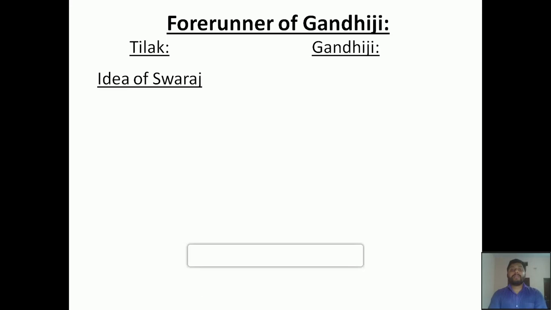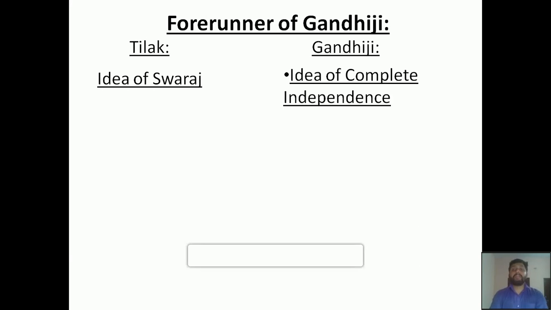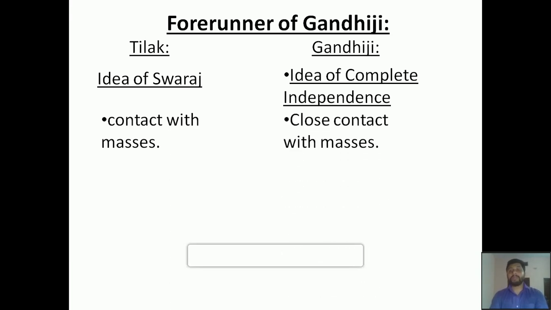Bal Gangadhar Tilak upheld the idea of Swaraj, complete freedom, and Gandhiji had the idea of complete independence. So it was almost the same ideology. Both were in Indian politics in different periods of time, but had the same ideology. Then, Tilak had very close contact with the masses. For the first time in history, a person had very close contact with the masses. That title belongs to Tilak. And Gandhiji also had very close contact with the masses. In other words, both these personalities influenced a large number of people, and those people were ready to take active participation in the Indian national movement.